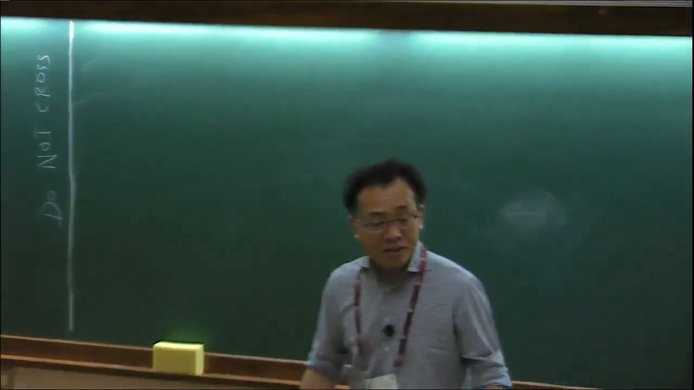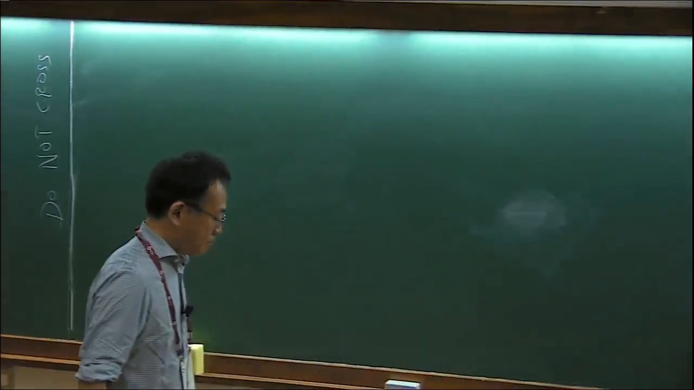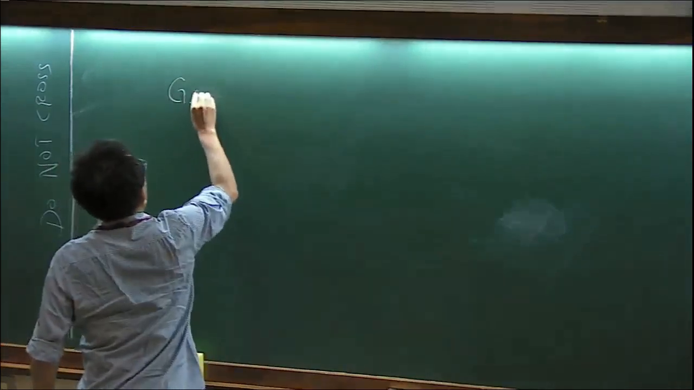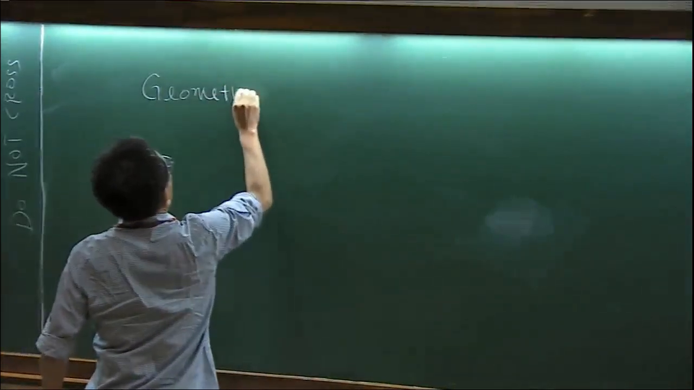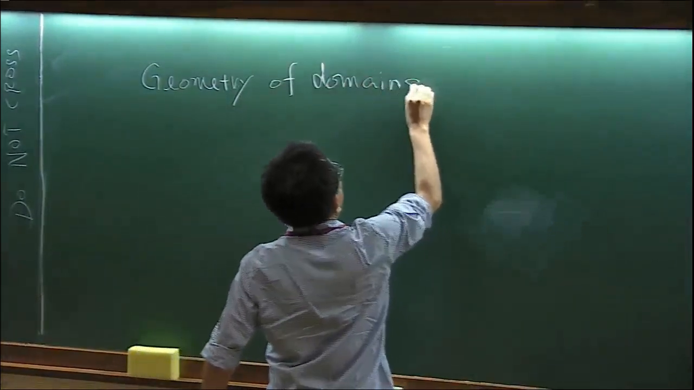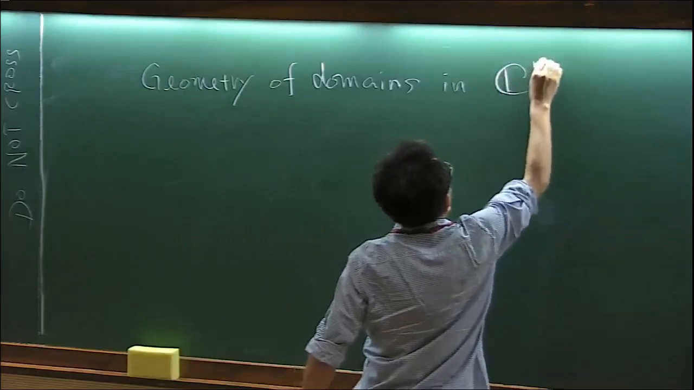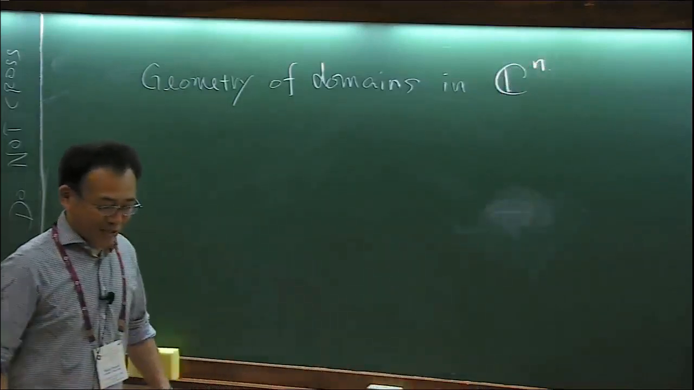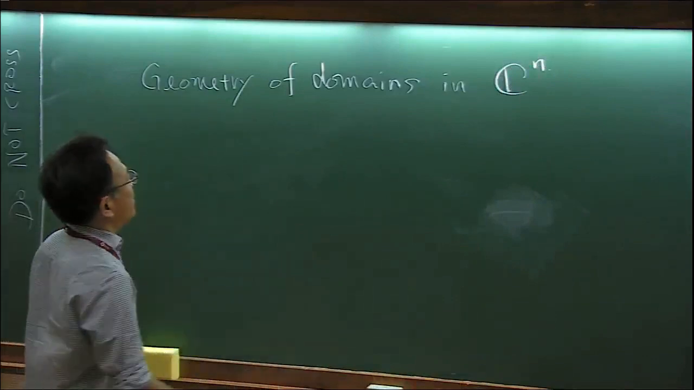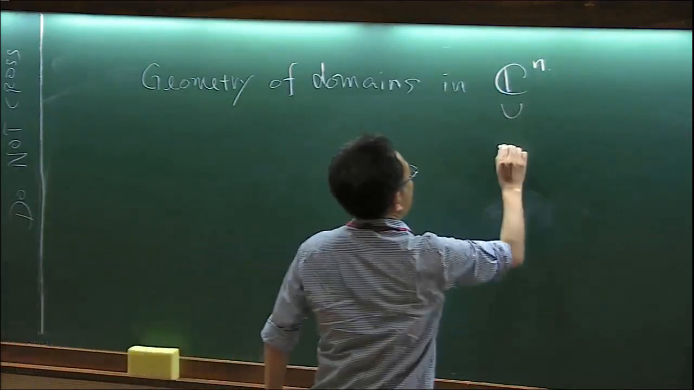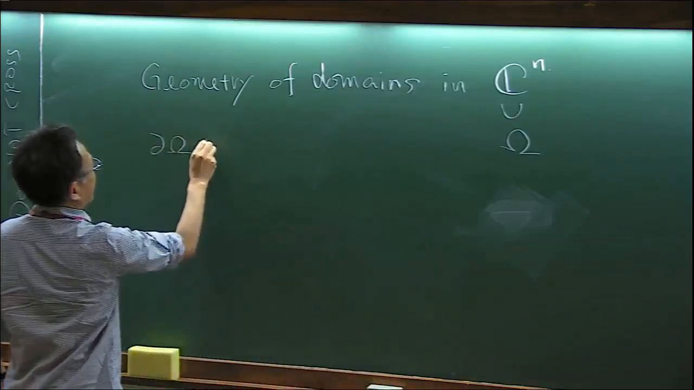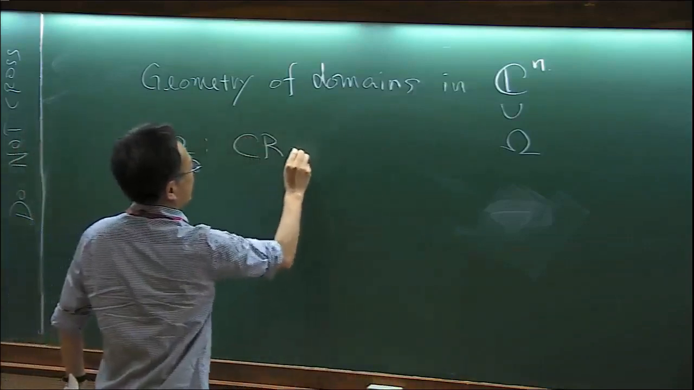So in my talks, I try to describe some of the geometry of domains in Cn. I usually assume this is strictly pseudoconvex. I give a definition later. And if you have a domain, the boundary is called a CR manifold.